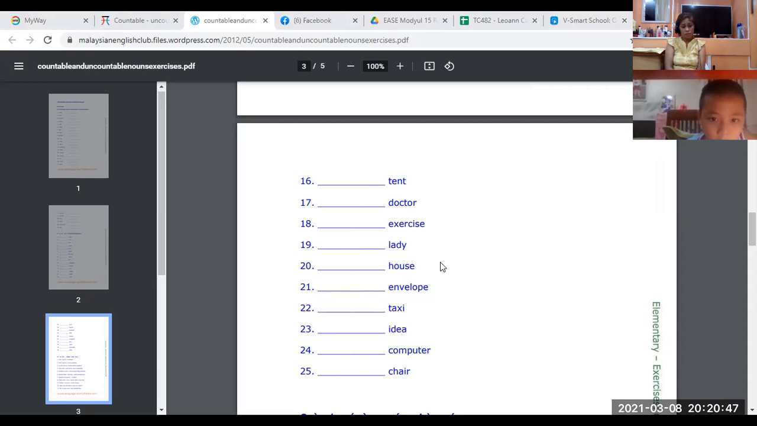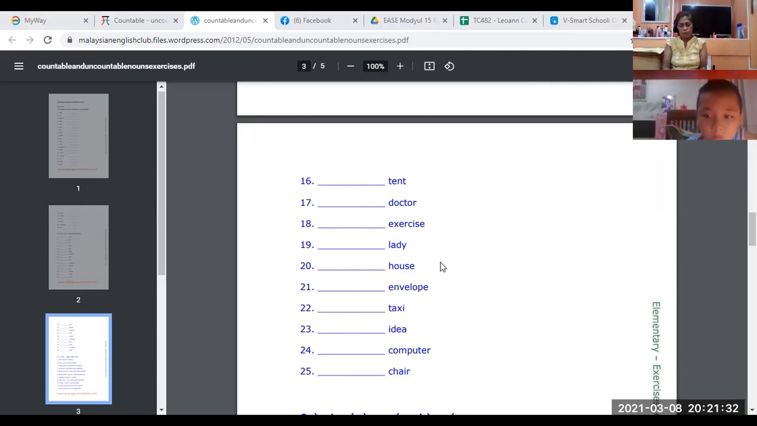Can you count the house? Yes. Envelope. Can you count the envelope? Yes. Okay. Taxi. Can you count the taxi? Yes. Okay. Next is idea. Can you count the idea? No. It is uncountable. You cannot count idea.